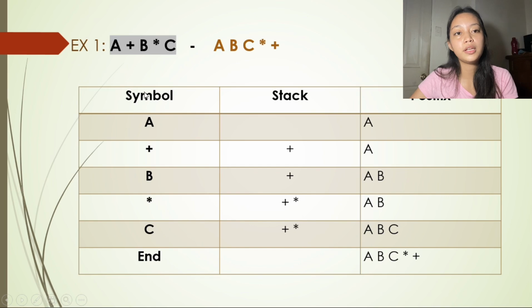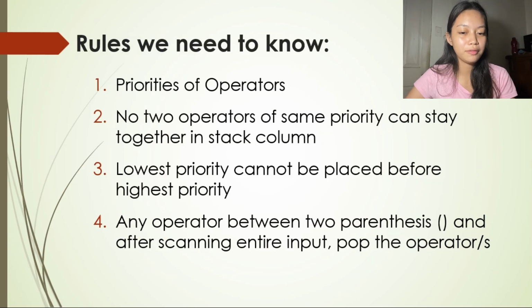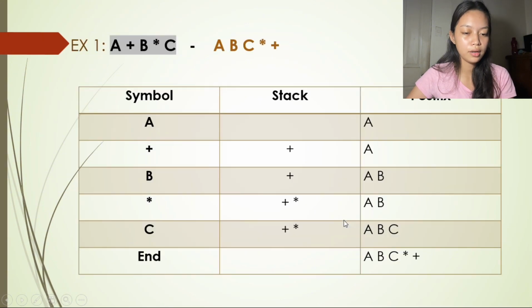Next, multiplication or times. It's an operator, so we put it in the stack, and then copy. Then C is an operand, so we put it in the postfix. Now we have finished scanning the expression or the given. Rule number 4: if we have scanned the entire input, we pop the operators and move them over here.